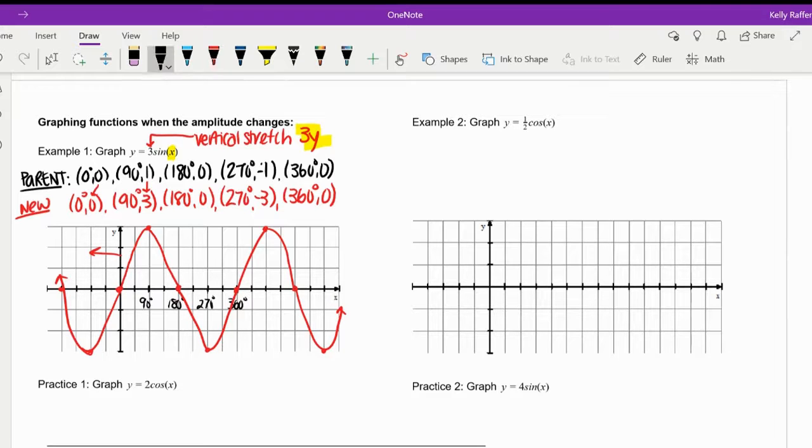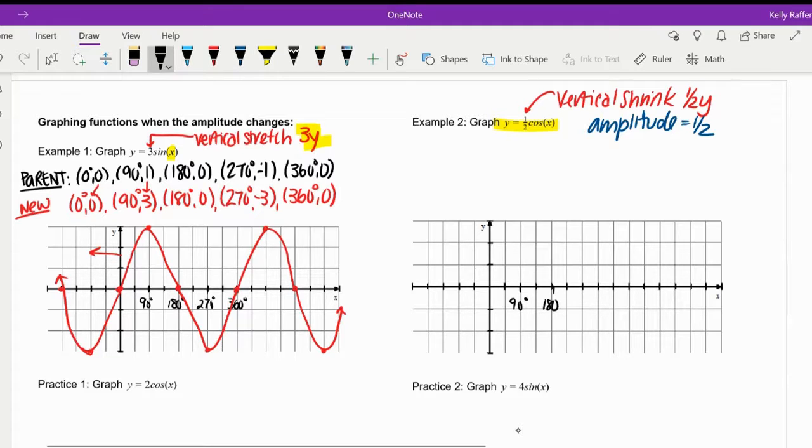So the other way we could do this would actually just be to jump right to the graph and not list all these points. So for example, our next one, 1/2 cosine x, we should still think about this. 1/2 is going to be a vertical shrink, 1/2 times all the y values. And that just makes our amplitude equal to 1/2.